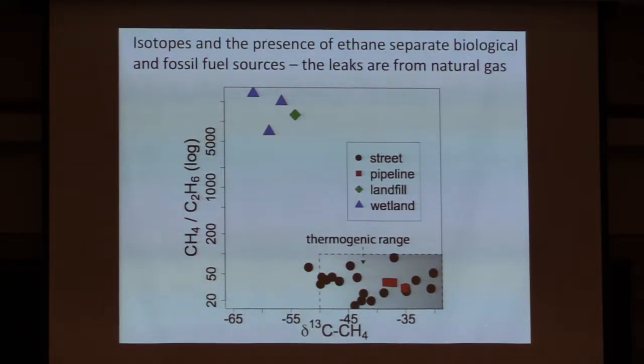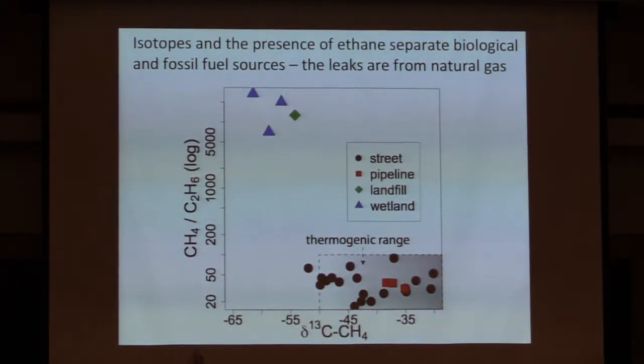So just like I showed you the ethane and methane plots before, ethane doesn't have these biological sources. So the ratio of methane to ethane is high when you're in a biologically derived source at the upper left there, in landfills or wetlands, and low when you have a thermogenic or a fossil fuel source. And the fossil fuel sources tend to be heavier, less negative, and the biologically derived sources tend to be lighter because microbes fractionate against the heavier isotopes.